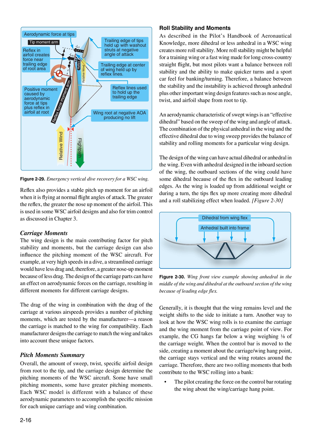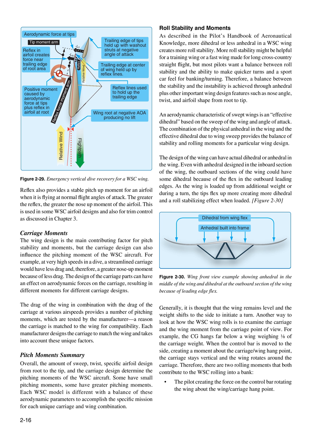Figure 230. Generally, it is thought that the wing remains level and the weight shifts to the side to initiate a turn. Another way to look at how the WSC wing rolls is to examine the carriage and the wing moment from the carriage point of view. For example, the CG hangs far below a wing weighing 1/8 of the carriage weight. When the control bar is moved to the side, creating a moment about the carriage/wing hang point, the carriage stays vertical and the wing rotates around the carriage.